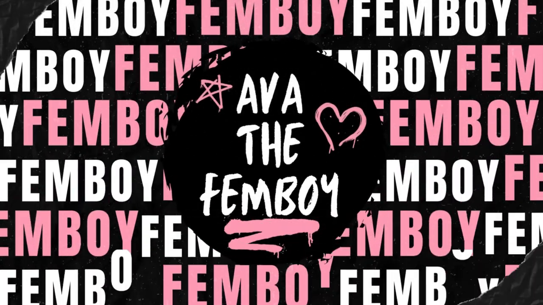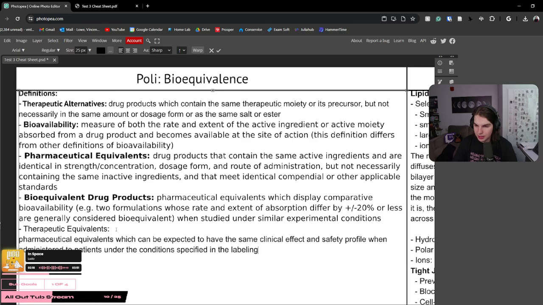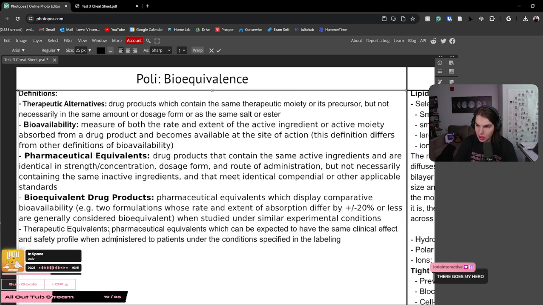Amazing. Another factor is therapeutic equivalence. Gosh, paste in the right place. They're essentially pharmaceutical equivalents, which are expected to have the same effect when administered to patients under the conditions specified in the label.